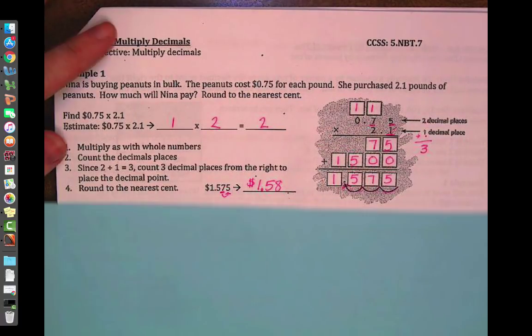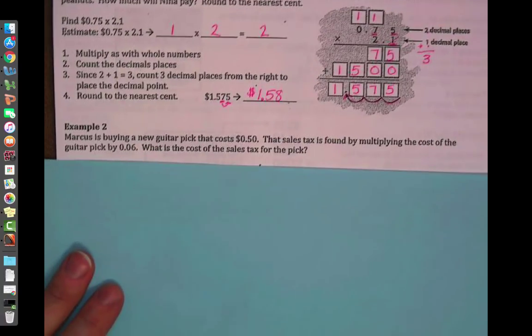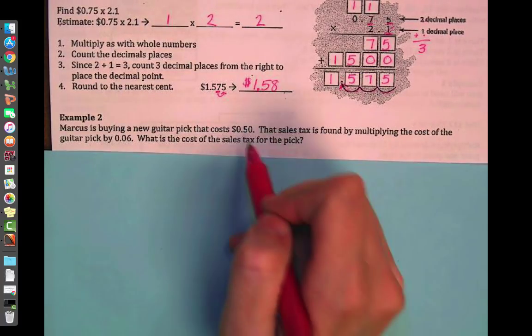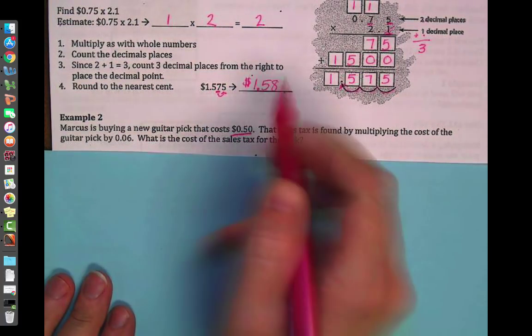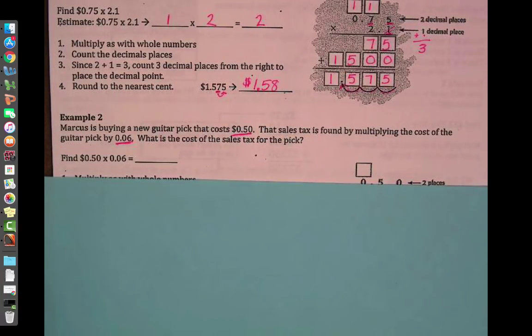All right, looking at the next example. Example 2, it says Marcus is buying a new guitar pick that costs 50 cents. The sales tax is found by multiplying the cost of the guitar pick by 6 hundredths. What is the cost of the sales tax for the pick? So we are taking our 50 cents and our 6 hundredths, and we are going to multiply those.